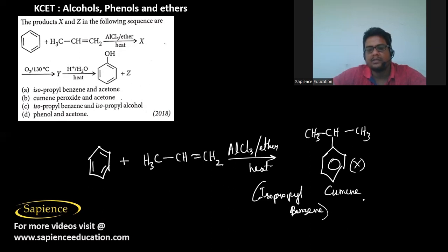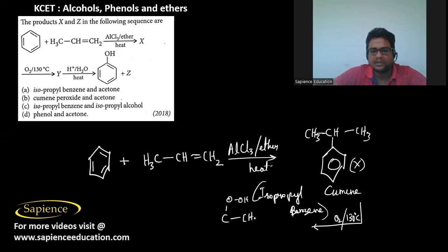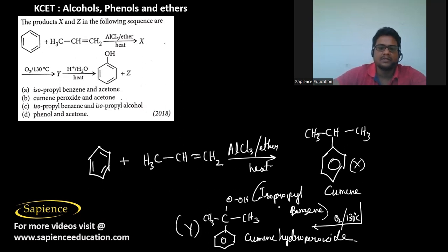Now this isopropyl benzene, when it is reacted with oxygen at 130 degrees Celsius, then it will form cumene hydroperoxide, means it will form OOH, then CH3, CH3, and then the benzene ring here. So it is called cumene hydroperoxide, which is Y, the compound Y.